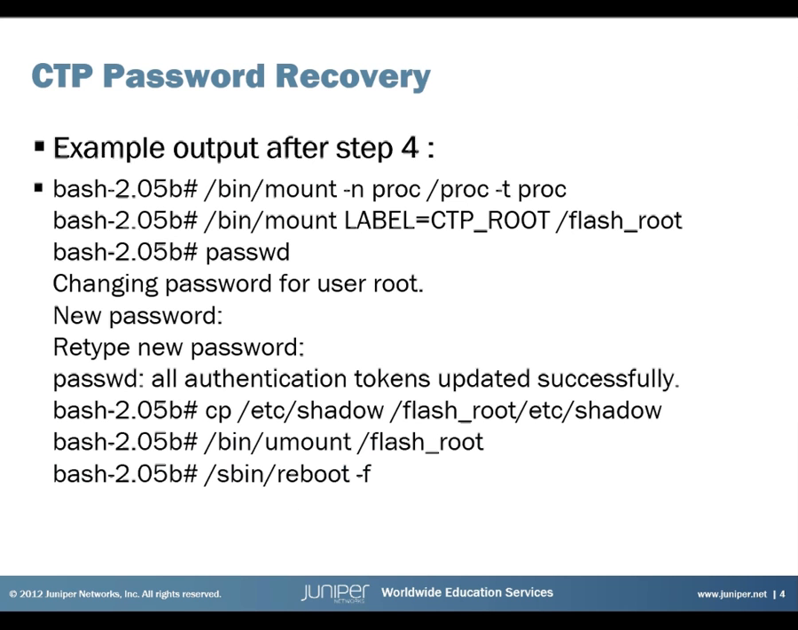So slash bin slash mount space minus n space proc space slash proc space minus d space proc and then enter. And the next line is slash bin slash mount, again a space, then in capitals label equals CTP underscore root space and then slash flash root. Then the system is ready to receive a password change, so you request that with passwd, which is written P-A-S-S-W-D. Then it requests a new password, and it requests to retype the new password. And then it should confirm with a message, all authentication tokens updated successfully.